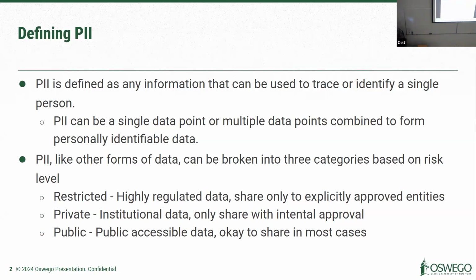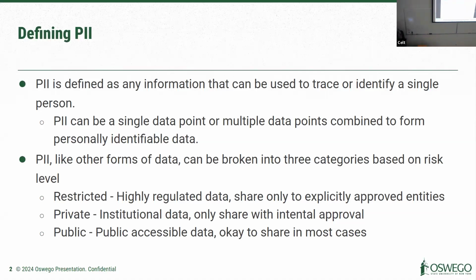PII is defined as any information that can be used to trace or identify a single person. So what that means is information that can be used to determine who a person is, and all that information about them that could be utilized to impersonate their identity. Typically, this is information that is personal, so not for business use, not for business disclosure.